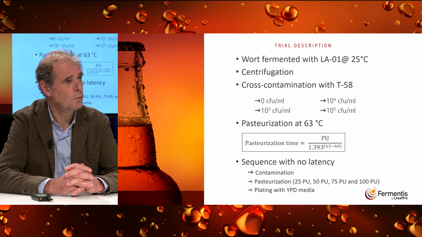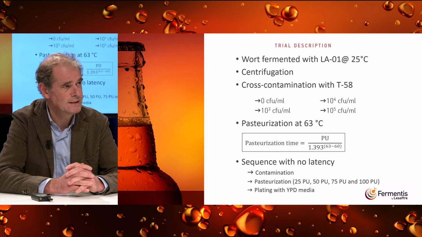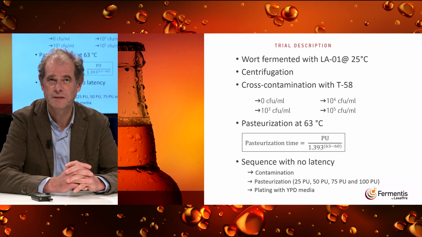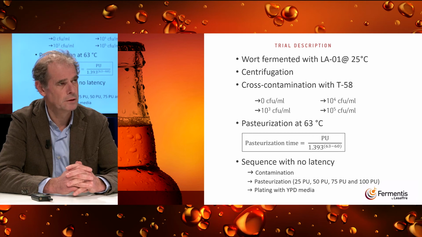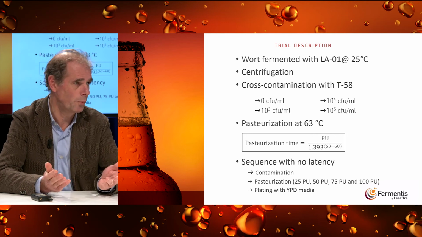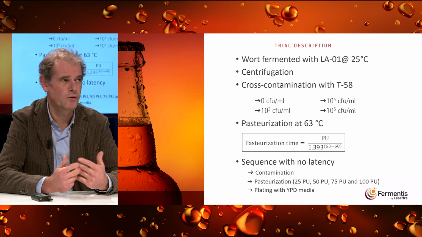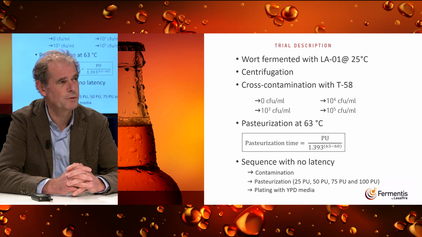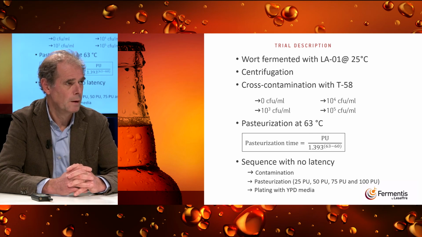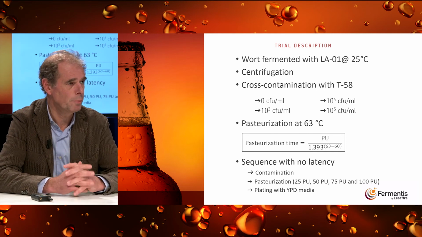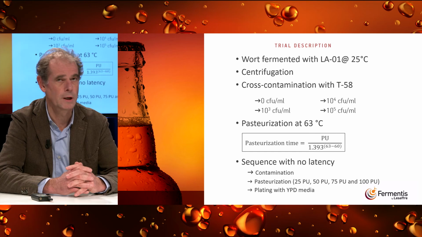So we had a wort fermented with the SafBrew LA-01 at 25 degrees C. We centrifuged, and we intentionally cross-contaminated with a yeast, T58, at different levels of contamination, 0 CFU per ml till 10 to the 5 CFU per ml. So we have a significant amount of contamination in this beer. We pasteurized at 63 degrees C, and we calculated for sure the pasteurization time according to the formula that you probably know.